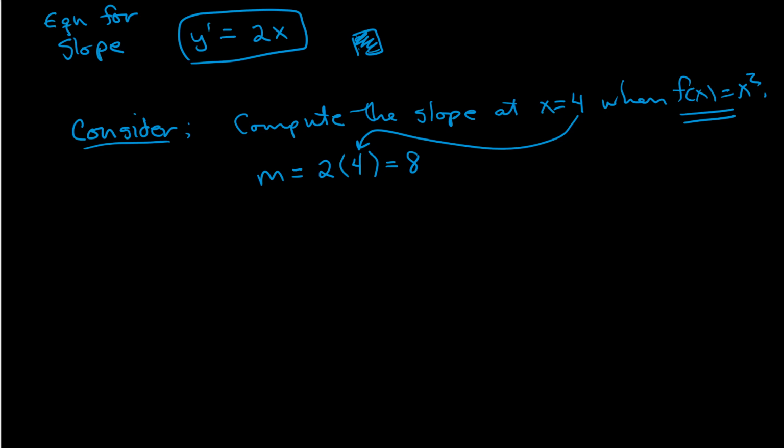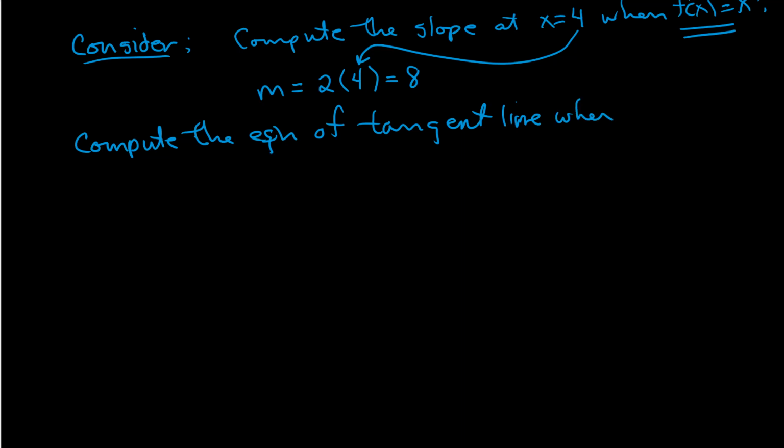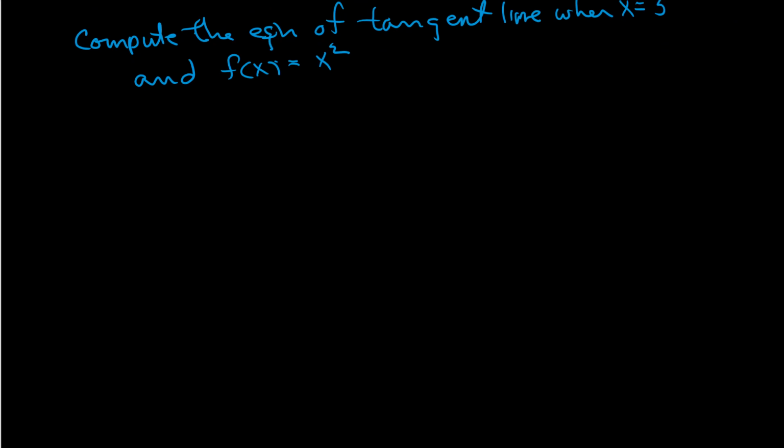Okay, we can take this a step further, and this is exactly like homework problems 17 through 22. A fair question is, compute the equation of the tangent line when, let's say, x equals 3 and f of x is equal to x squared. This is very similar and in fact matches up with page 144 in your book. It matches up exactly with what is asked in questions 17 through 22.